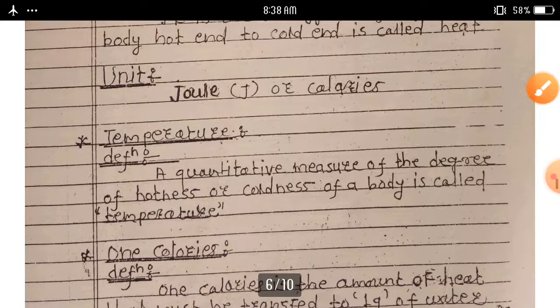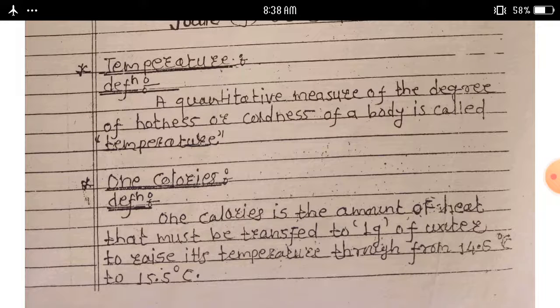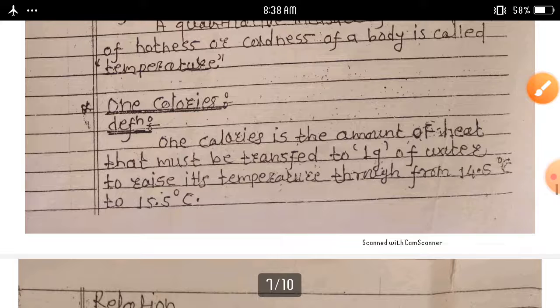Then we can discuss another definition. What do I mean by temperature? Definition: the quantitative measurement of the degree of hotness or coldness of a body is called temperature. Another definition: what do I mean by 1 calorie?